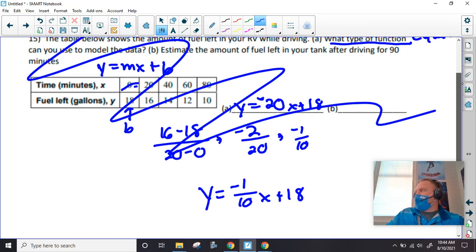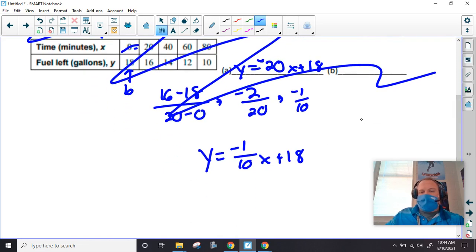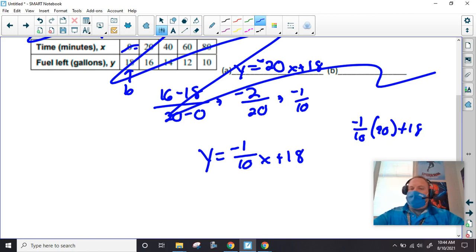Because I did something different, but I still got 1 over 10. Yeah, I got that too. Okay. And when you typed in 90, that should be negative 1 over 10 times 90 plus 18. Did you get 9 for the B part? Yeah, but I got negative 9. When you multiply negative 1/10 by 90, you should get negative 9. Right. But when you add 18, you get a positive. I didn't add 18. Yeah, that's okay.